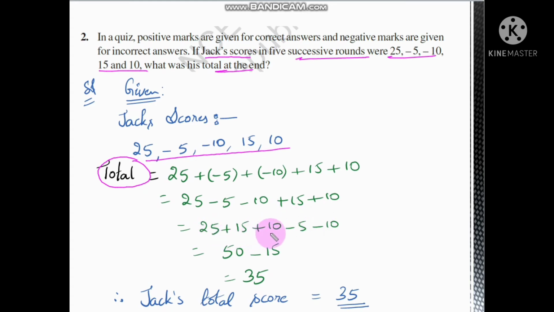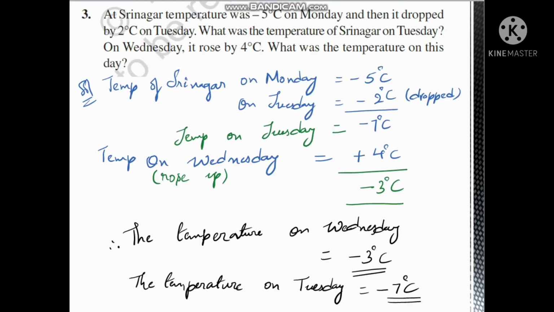If we add all these positive integers we get 50 minus 5 minus 10. It is minus 15. So 50 minus 15 is 35. So Jack's total score is 35. At the end of this quiz, Jack has got 35 as his total score.